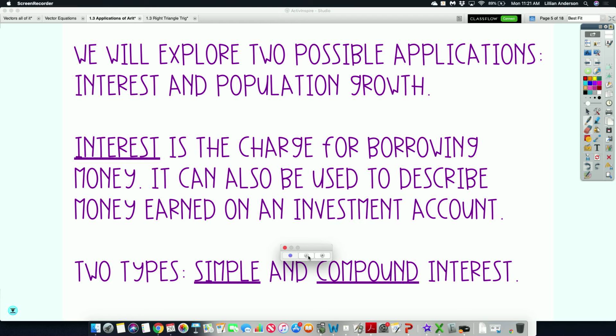So, talking about these two possible applications, interest is the charge for borrowing money. If you go to school and you do not get a full ride scholarship, you probably are going to have to take out a loan. Try not to do that. Try to get as many scholarships as possible.